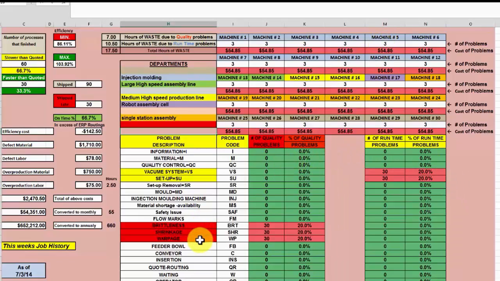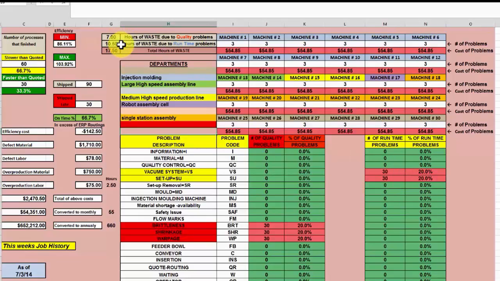Each machine had 3 quality problems. They're listed down here. If you recall, in the last screen we had one of each of these defects. Now each machine, so it's calculating 30 brittleness problems and 30 warpage problems. Same thing with the runtime problems. We now have 30 of each. The percentages of the total remain the same, but I just want you to know that this is calculating how many problems you're having for each category.